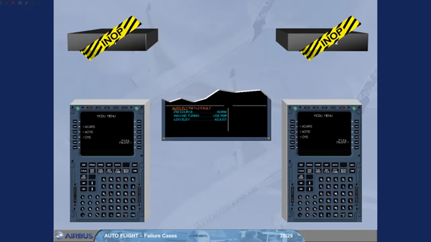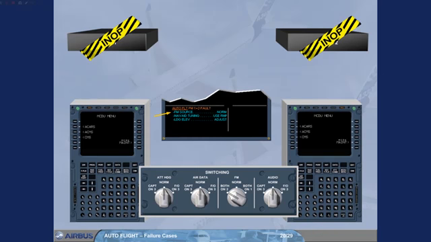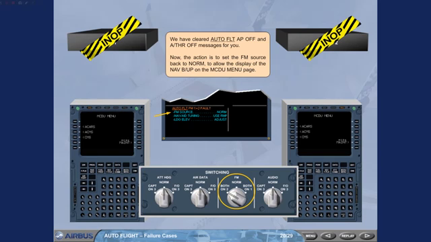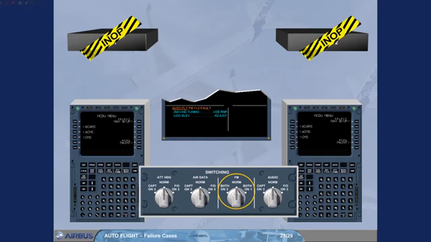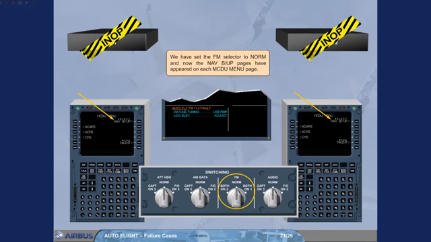We have cleared Autoflight, AP off, and Auto Thrust off messages for you. Now, the action is to set the FM source back to norm, to allow the display of the navigation backup on the MCDU menu page. We have set the FM selector to norm, and now the navigation backup pages have appeared on each MCDU menu page.